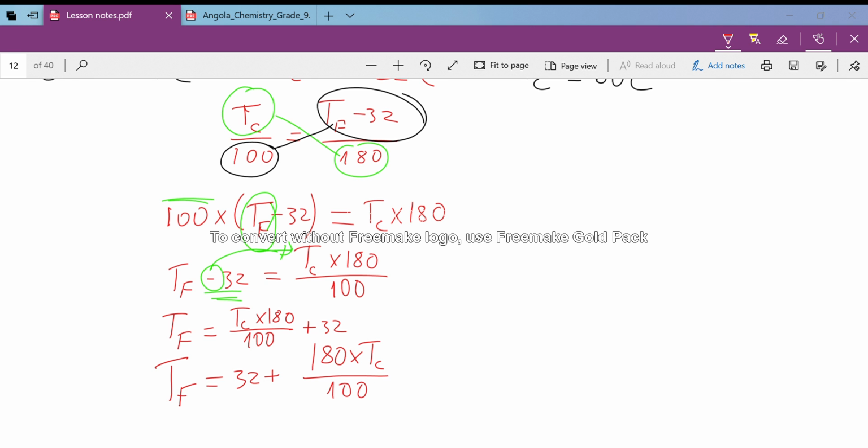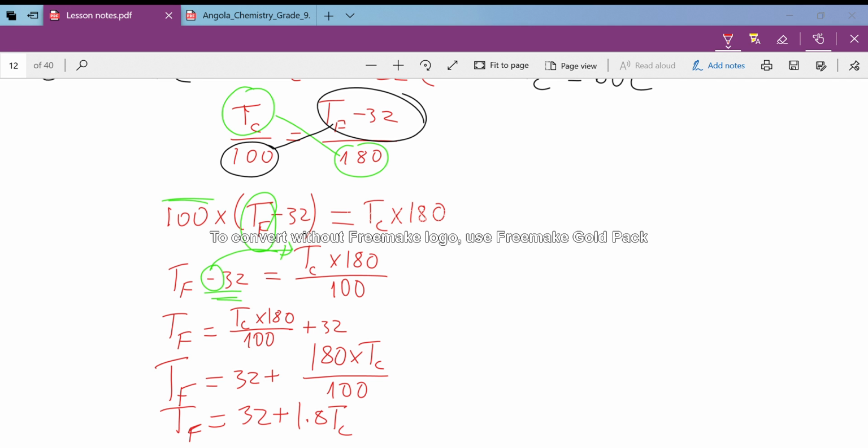Okay? So this is easy and straightforward. Or we could even simplify this formula and say TF equal to 32 plus 1.8 TC. Guys, which one do you prefer? This one with 1.8 or that one? Let me know which one you prefer. But both of them are correct.